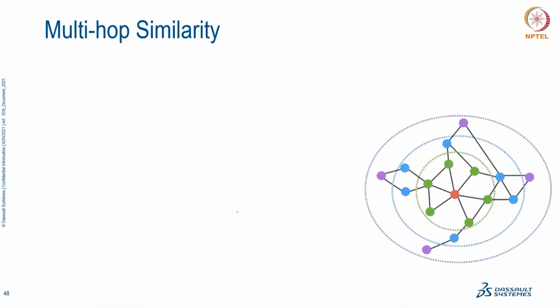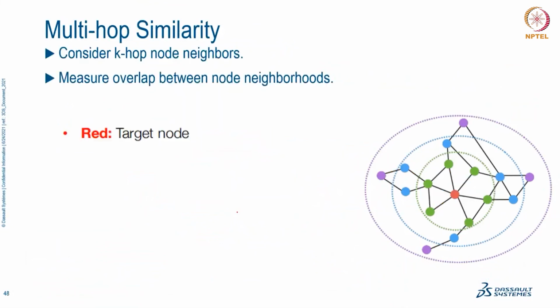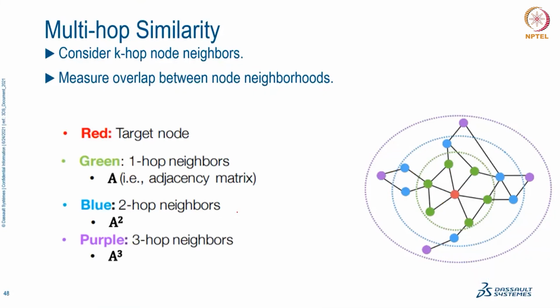The other is multi-hop similarity, which is k-hop neighbor overlap. Consider we are at the red node here. If you consider a one-hop neighborhood, then we'll consider only these green nodes for checking the similarity. If we have two-hop neighborhoods, then we'll consider up to these blue nodes, or you can say the neighbor's neighbor, for which we'll calculate the similarity. And it is just the square of the adjacency matrix, the weight squared, that we'll consider.